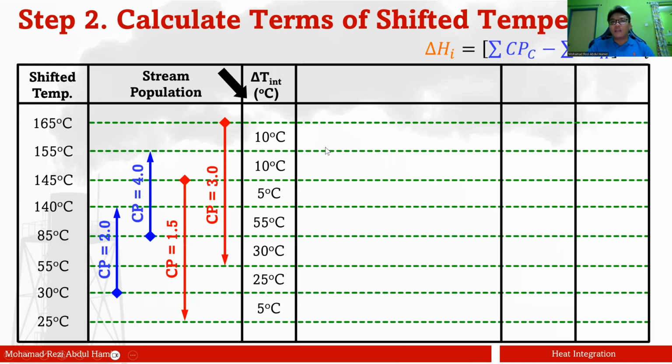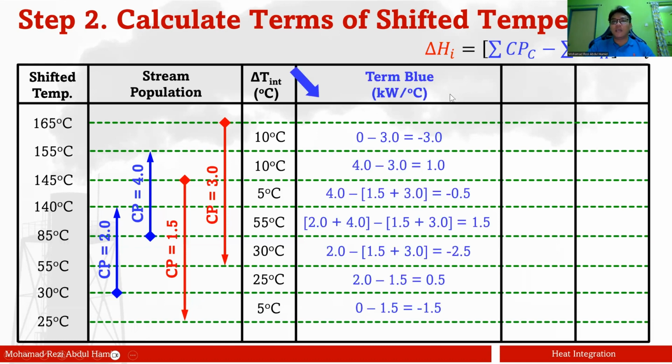Okay, what are the next columns here? If you see, these are the terms in blue. I don't know whether you can see, but basically it is like this. It is the summation of the CP of the cold stream minus the summation of the CP of the hot stream. This is the term in blue, with the font color blue. I don't know whether you can see this or not, but whatever, it's fine.